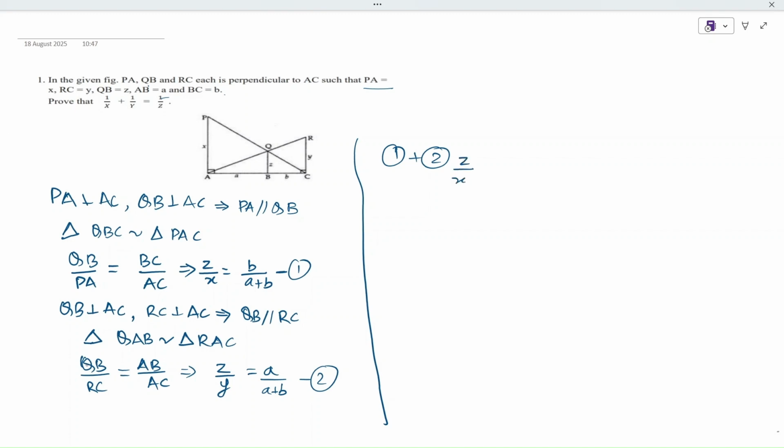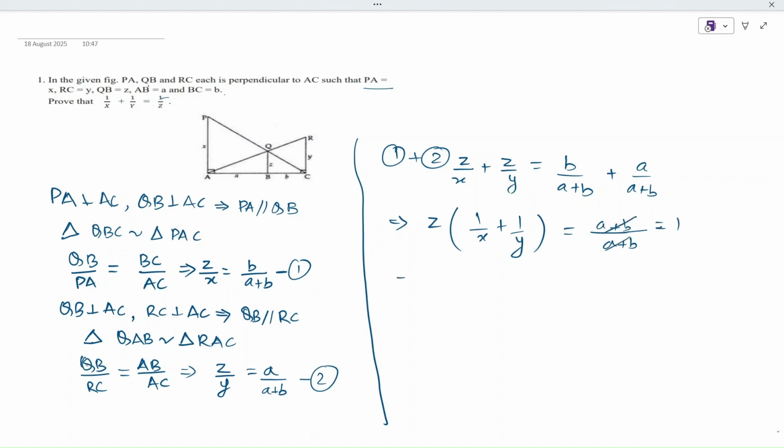Z by X plus Z by Y equal to B by A plus B plus A by A plus B. This implies if you take Z common, it will be 1 by X plus 1 by Y equal to, here, if you take A plus B as LCM, it will be A plus B, so it will be cancelled, this equal to 1. This implies 1 by X plus 1 by Y equal to 1 by Z. Hence, we proved the result.